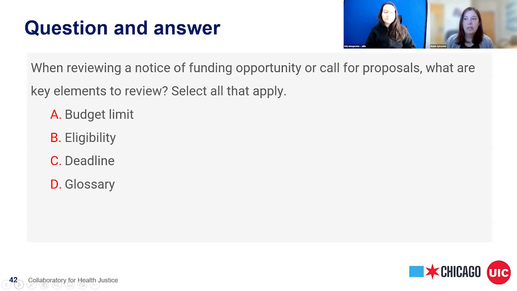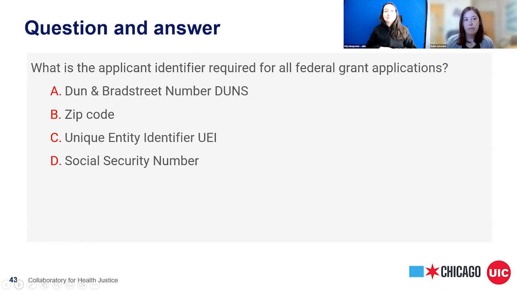So I would select A through C. It's important to check for the budget limit, the eligibility, and the deadline first thing before deciding to apply. The glossary may be helpful in understanding the requirements, and so I would certainly take a look at that in a closer read of the funding opportunity. Next slide.